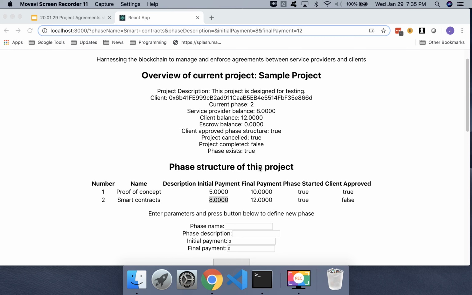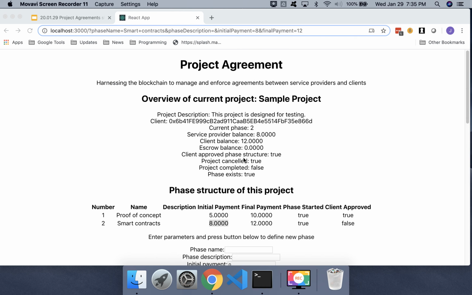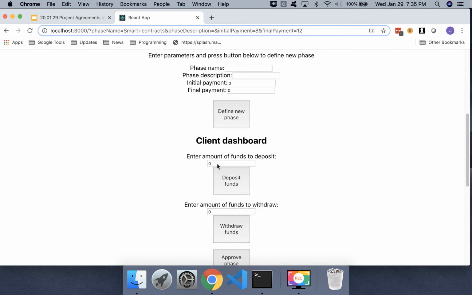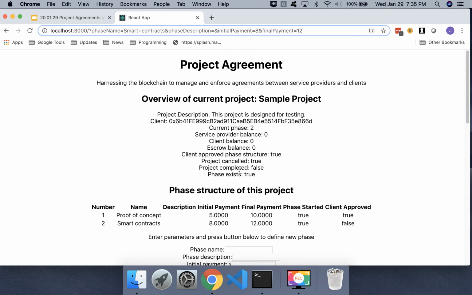And now, of course, both the service provider and the client can withdraw their funds. The client gets 12 ETH back, so we'll enter 12 as the amount of funds to withdraw. So the client withdraws 12 ETH, and the service provider withdraws 8 ETH. Of course, we get error checking to make sure they only withdraw what's in their own account. And now we go back and see the service provider's balance is 0, the client's balance is 0, and the escrow balance is 0.